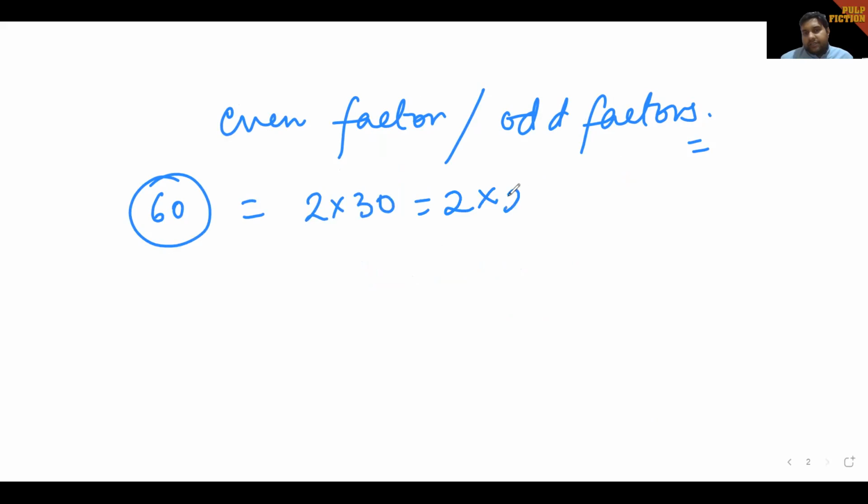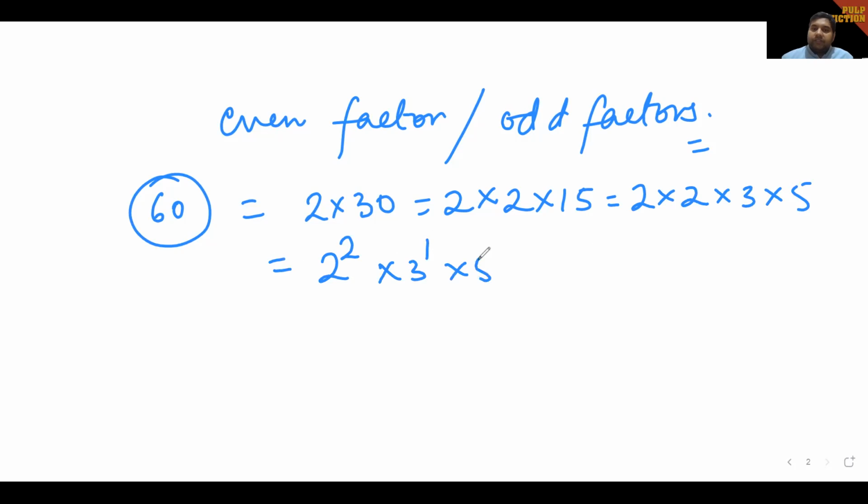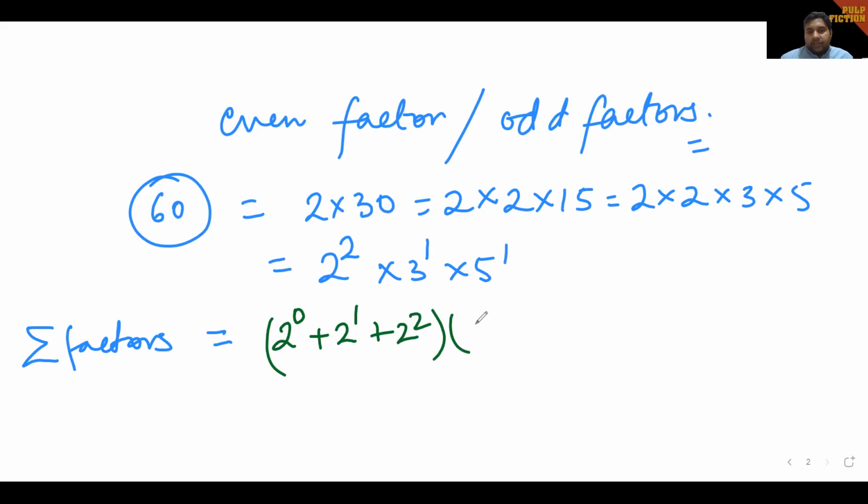And I'm doing all these steps because I want you guys to see how I'm breaking it down. So 60 is nothing but 2 raised to the power 2 into 3 raised to the power 1 into 5 raised to the power 1. Now, if we are to write the sum of all the factors, what would that be? That would be 2 raised to the power 0 plus 2 raised to the power 1 plus 2 raised to the power 2 into 3 raised to the power 0 plus 3 raised to the power 1 into 5 raised to the power 0 plus 5 raised to the power 1, like how we learned in the previous video.